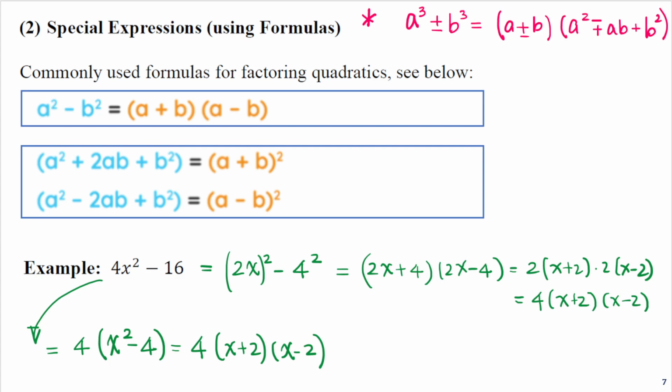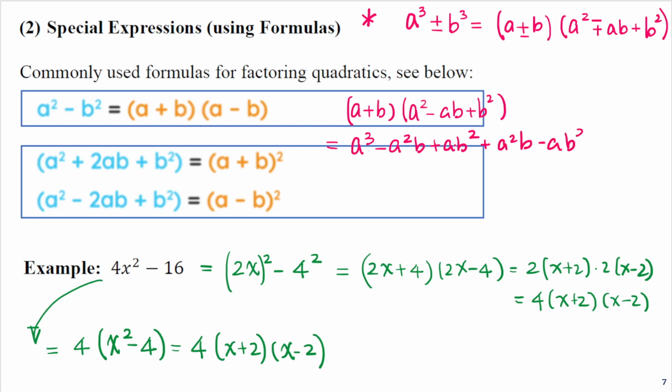So why is that? Let's try to verify this one. (a plus b) times (a squared minus ab plus b squared). When you expand it, you will get a cubed minus a squared b plus ab squared plus a squared b minus ab squared plus b cubed, right? Therefore, we can cancel the terms in the middle. So this will give us a cubed plus b cubed, right?